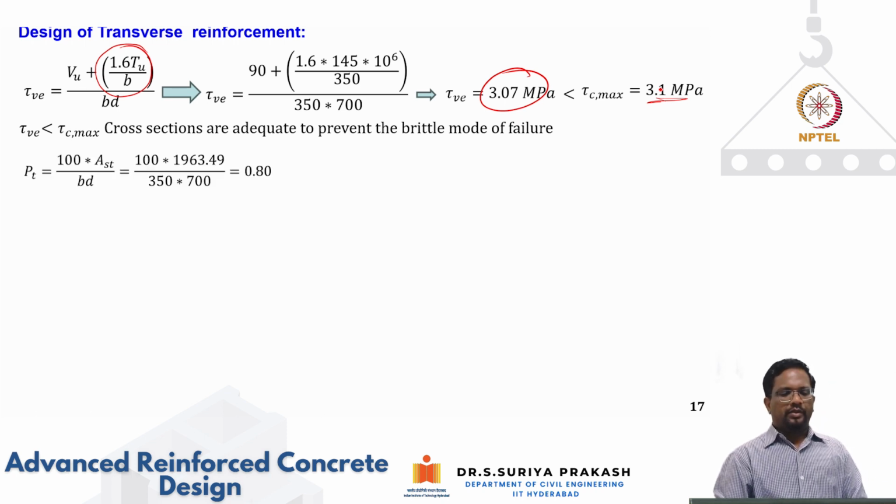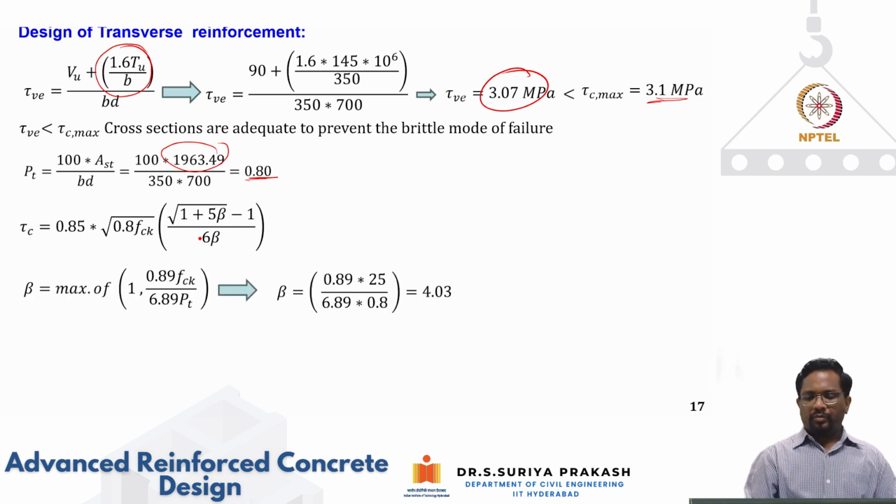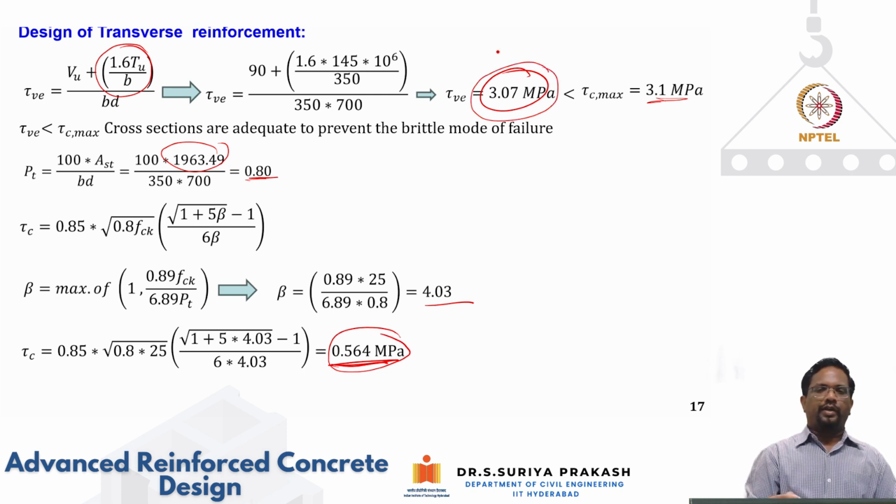Right? So again, to calculate tau C, the PT value we calculate, that is the tension steel, which is 0.8. Then you plug into your tau C equation. Then you get the beta value as 4.03. Again, I go ahead and put beta in the tau C equation, and then you get tau C value of 0.564 megapascal.